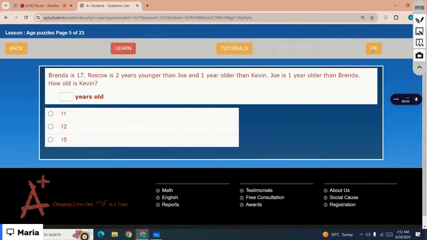Which is the correct option? Which is the correct option?